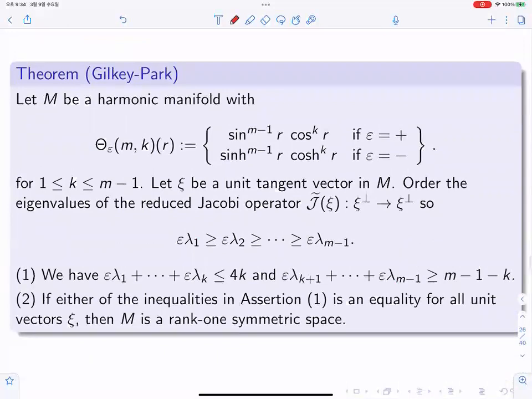Okay, here M is a harmonic manifold with this density function. Then we take the ordered eigenvalues of the reduced Jacobi operator, which means the Jacobi operator restricted to the orthogonal complement of xi, where xi is in the kernel. So we restrict to the part orthogonal to xi, which is the reduced Jacobi operator. The average of the first k is less than 4k. The remaining are greater than n minus 1 minus k. If equality holds, then M is a rank one symmetric space.